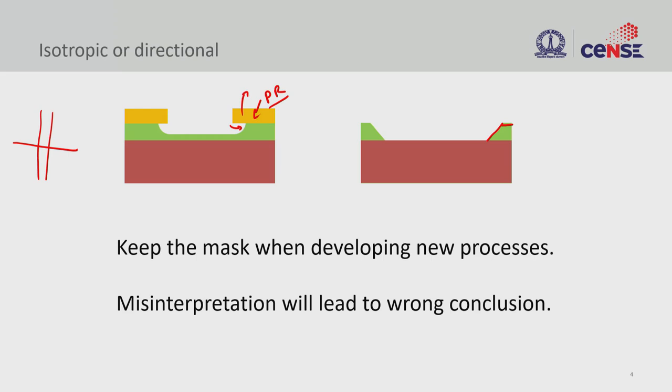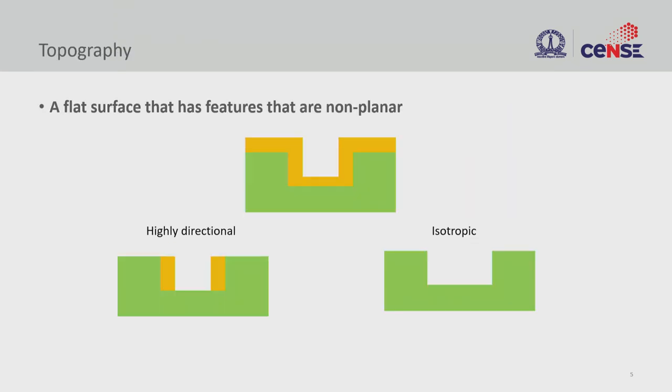So when you are doing process development, keep the mask, right? Always keep the mask so that you know whether it is a directional etch or isotropic. Any kind of misinterpretation could of course lead to wrong conclusions. So when you are doing process development, make sure that you extract maximum information from the experiments that you do. When you keep the photoresist here, you will know that it is not a directional etch, it is an undercut.